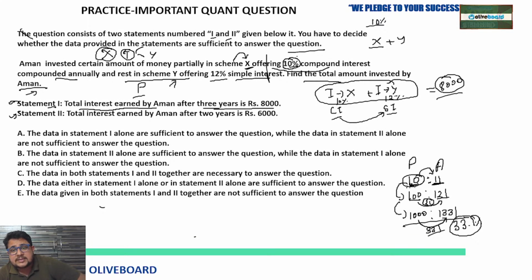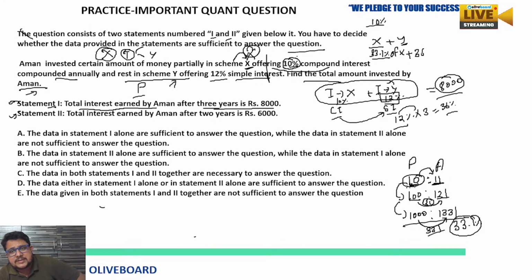So in 3 years he is going to get how much? 33.1% of what? The amount which he invested in X scheme. So you can say the amount he invested in scheme X is X, and in scheme Y it is Y. So 33.1% of X plus, in scheme Y, how much he invested. That is on simple interest. So here you can directly calculate for 3 years. Each year he will get 12%, so in 3 years he is going to get 36%.